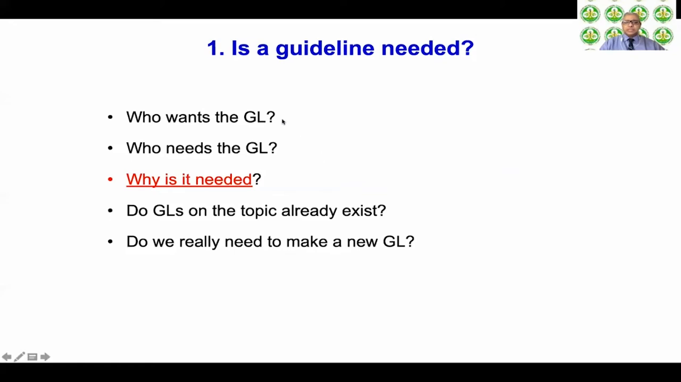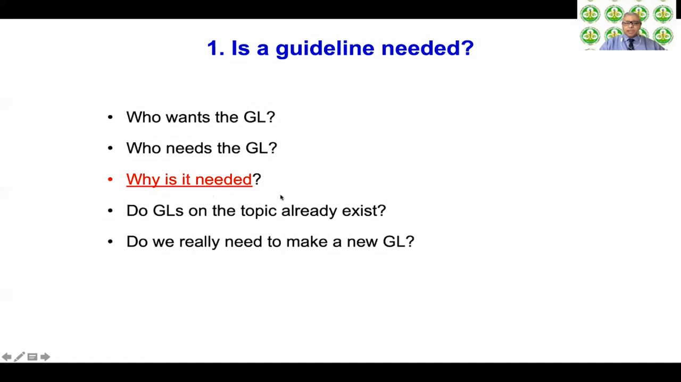And I think who wants the guideline versus who needs the guideline should be sorted out before the guideline development process is begun, because they are often not the same. Institutions, agencies, professional societies want to develop guidelines, but we need to explore whether it is actually needed, in the sense of whether the burden of the disease, the options which are available, and the need for guidance really warrants the development of a guideline in the first place or not.